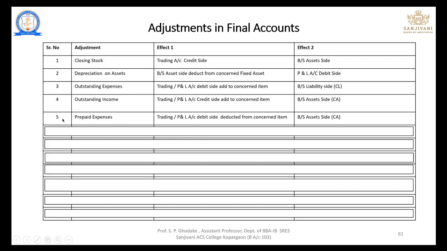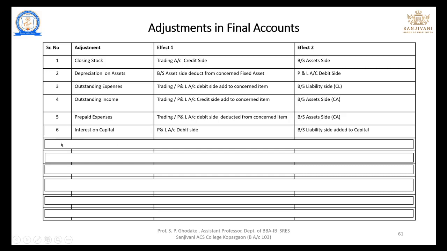Then we have the next item, that is prepaid expenses. What we have to do is deduct the prepaid expenses from the respective items in the trading account or the profit and loss account where the item is there. If it is a direct item, then it will be from trading. If it is an indirect expense, then it is in the profit and loss account. And the second effect will be at the asset side of a balance sheet.